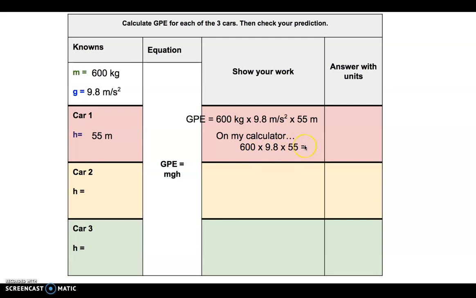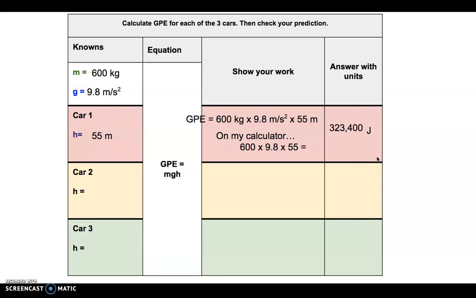I hit equals, and I get 323,400, and I'm all done, right? Wrong! No, I need the units. For energy, the units are always joules. So I'm going to add in a J for joules as my answer. You should pause the video here and calculate for car number 2 and car number 3.